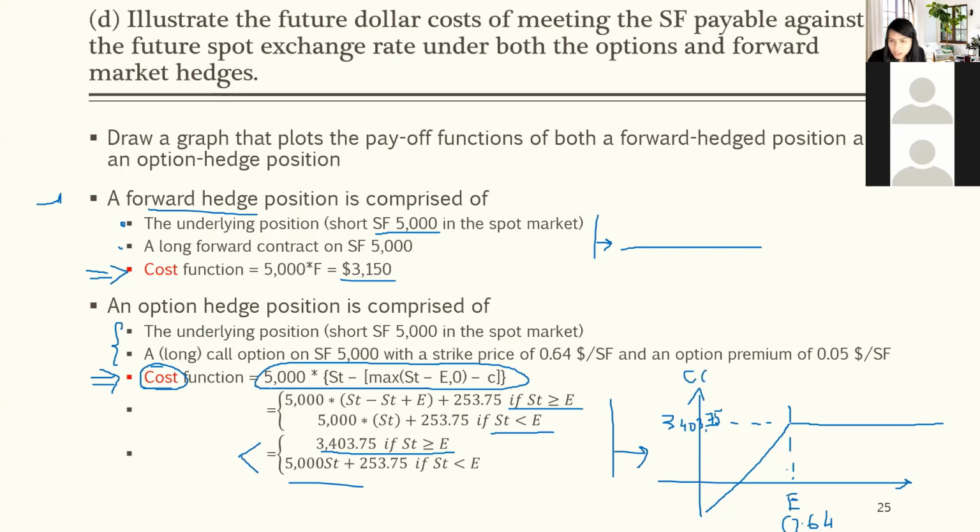So once again, this is a little bit confusing because it's a cost function, okay? So here, you cap your costs at a certain amount, and then you have a potential to lower your costs if the exchange rate depreciates, okay?